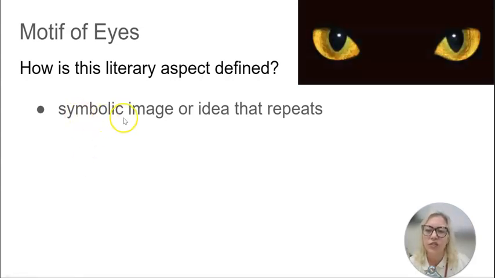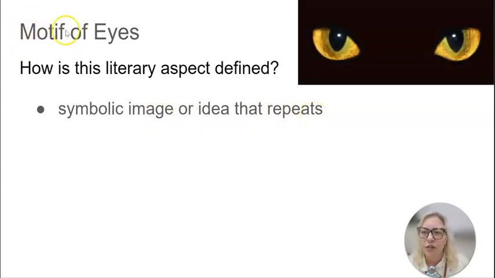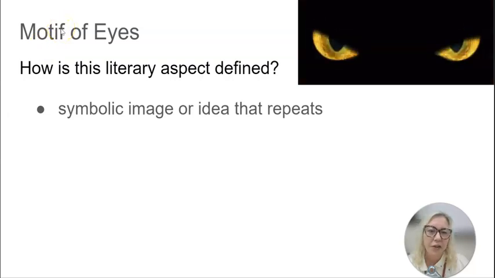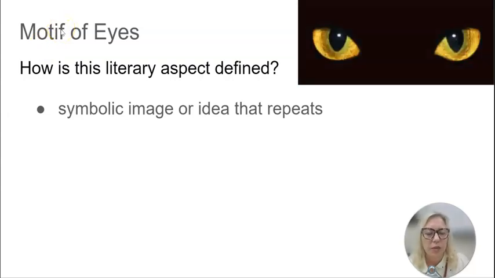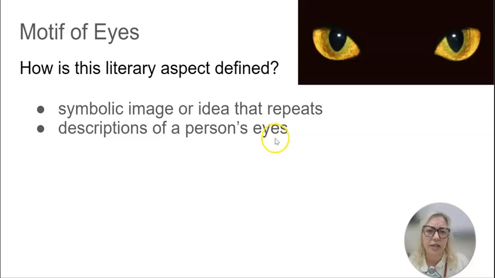First of all, a motif is a symbolic image or idea that repeats. Motif originally comes from the French, meaning pattern. So it's something that works as a pattern throughout the book. So when you see something repeating, you'll know it's a motif, and it probably has some kind of figurative or metaphoric significance, right? So when we're looking at the reference to eyes, it becomes a motif because it's used over and over again.